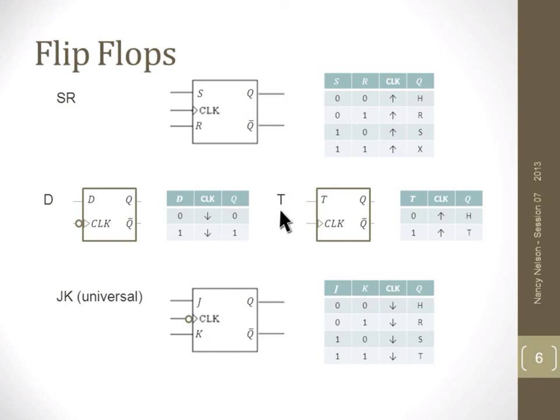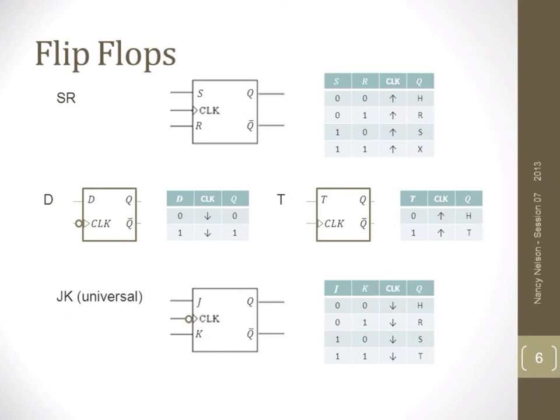Our T flip-flop stands for toggle, so we have our T input. If it's high on the clock edge, then we're going to toggle to the alternate state. If it's low on that clock pulse, we are going to hold whatever value we currently have.